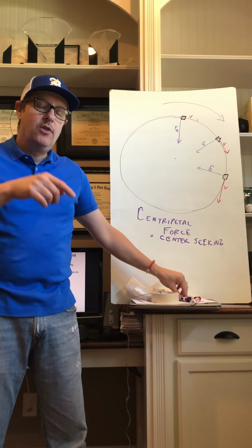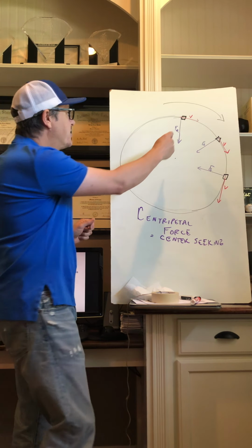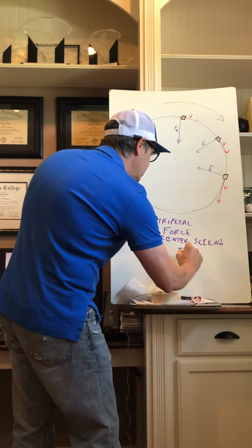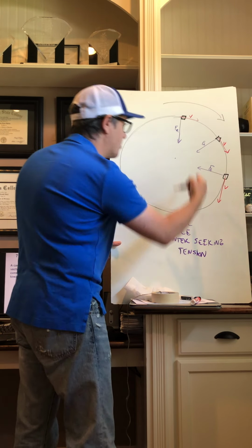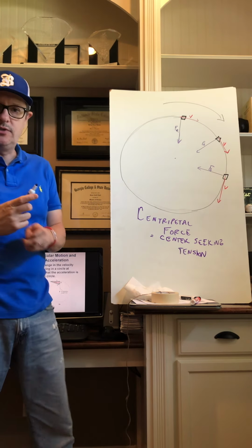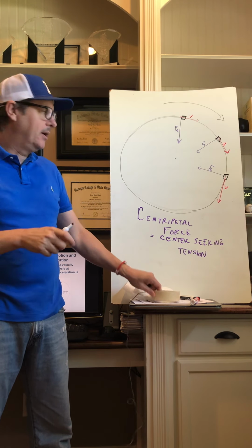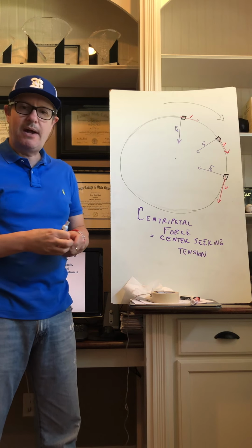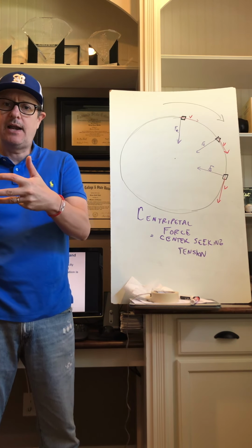Now there are many things that can cause a centripetal force. In this case, tension is what provides the centripetal force. The tension in the string provides the centripetal force to keep that yo-yo or tape in circular motion. What about planets or the moon and our Earth?